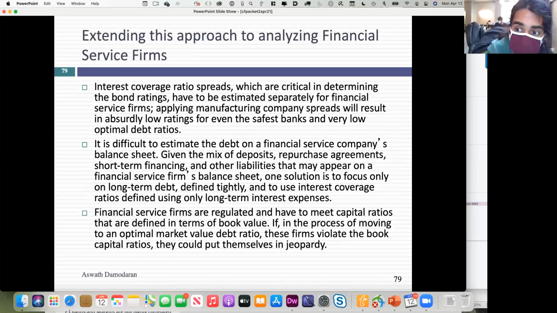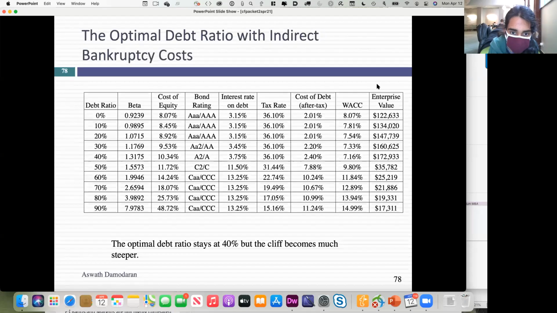So I've covered... Excuse me, Professor. Yes. Why does the, if you could go back to the previous slide, why does the tax rate change?